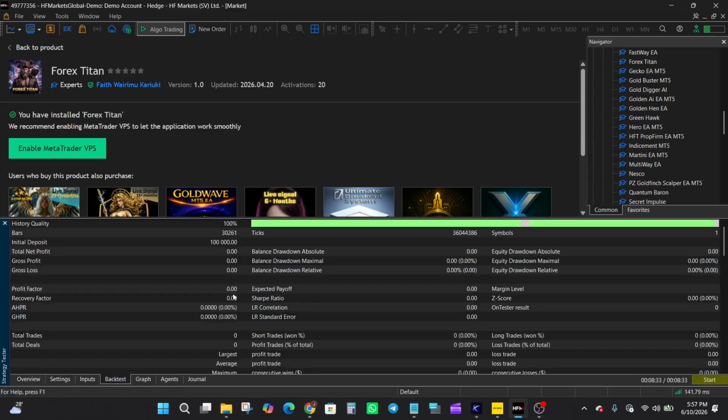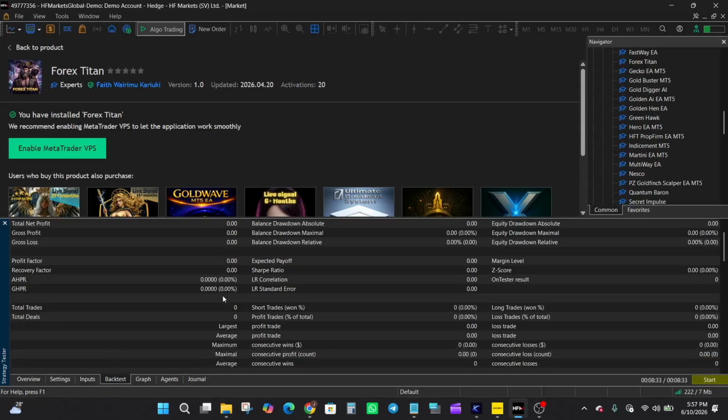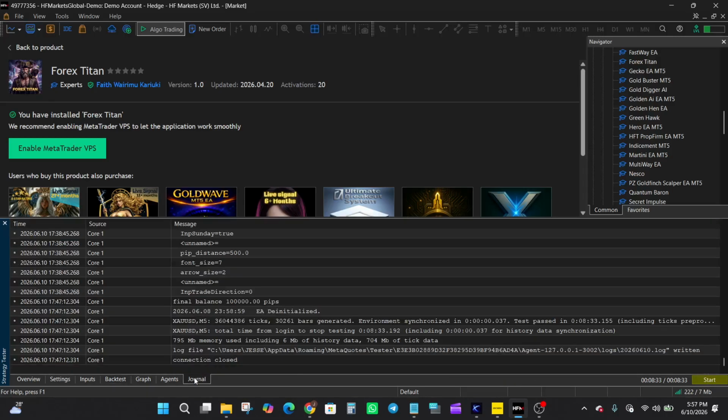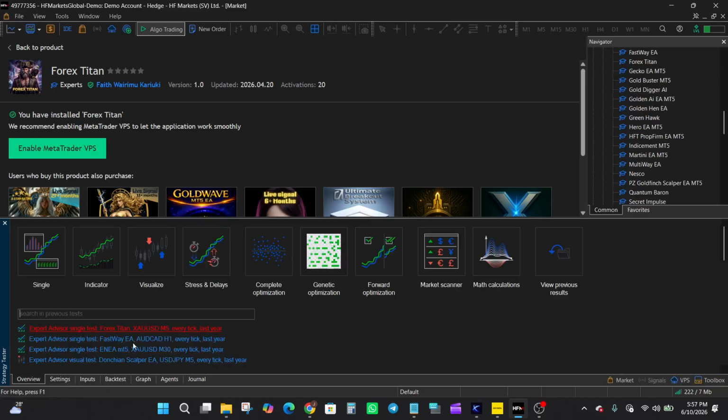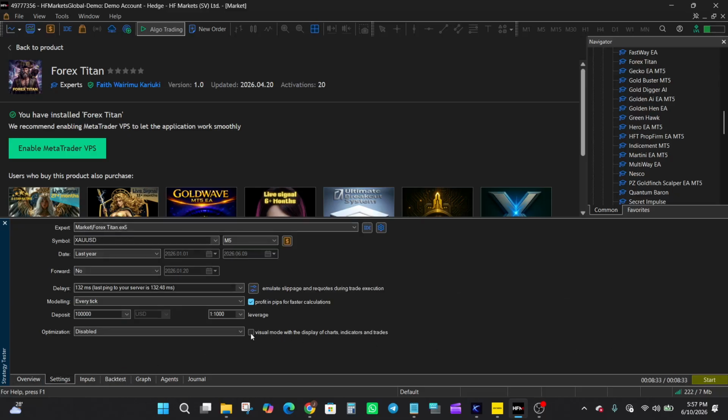Looking at the results, we can see that from an initial deposit of $100,000, there was no trade taken. And I'm just going to go to the journal right away, and I don't seem to find a specific reason why the backtest results are empty. But we're just going to turn on the visuals right away so that we can see the expert advisor in action. All right.